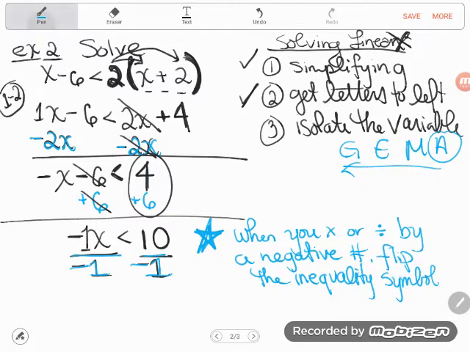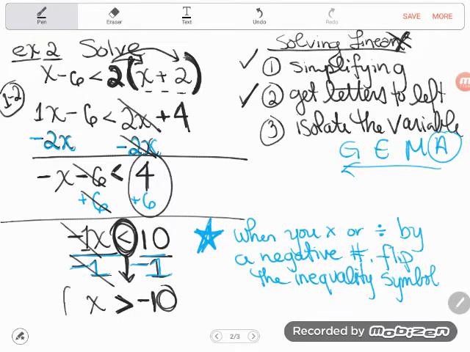Okay, so let's see what our inequality will look like now. Multiplying by negative 1 and dividing by negative 1 cancel, so x is alone just like I want. Now, don't forget, this is the most important thing to remember. You just divided both sides by negative 1. You just negated the inequality. You just changed that relationship. That less than sign is going to flip and become a greater than sign. And then what is 10 divided by negative 1? Well, of course, it's negative 10.